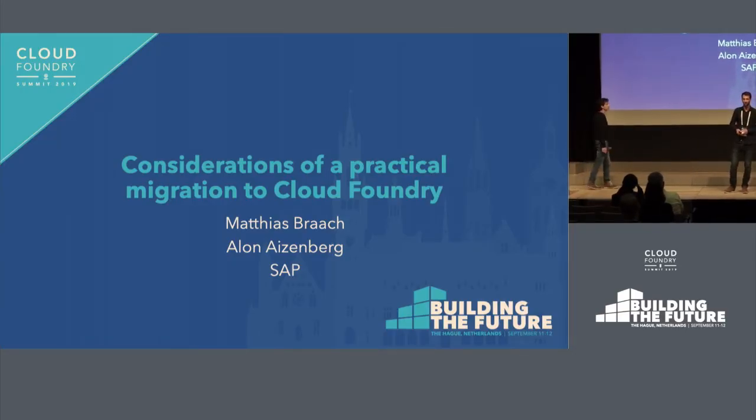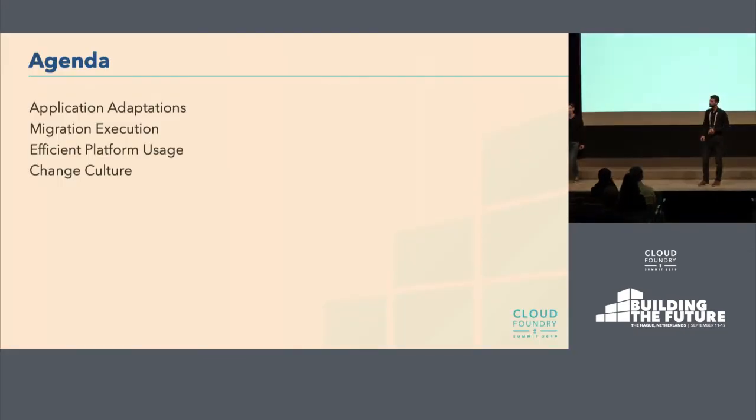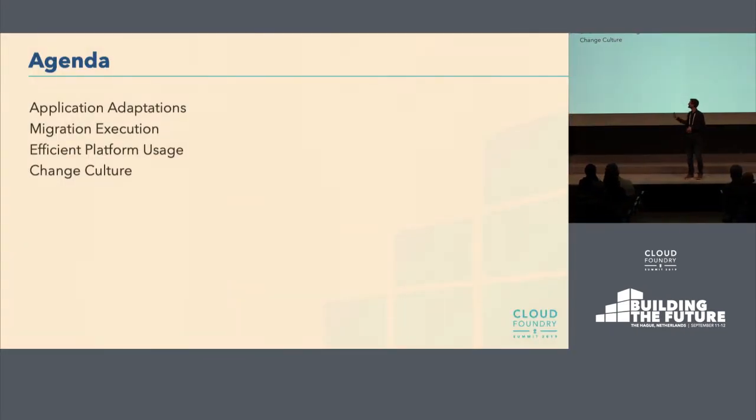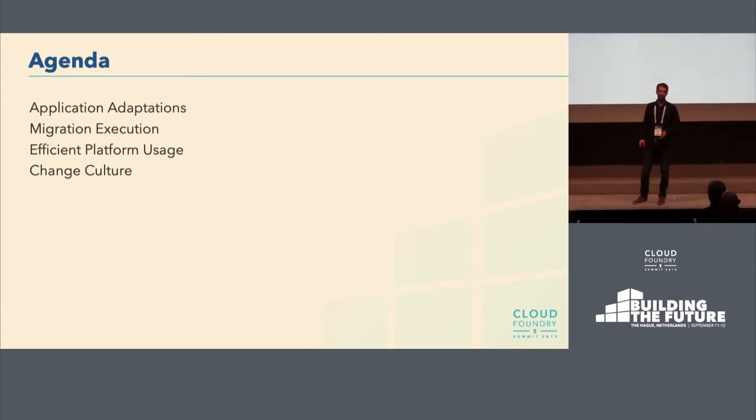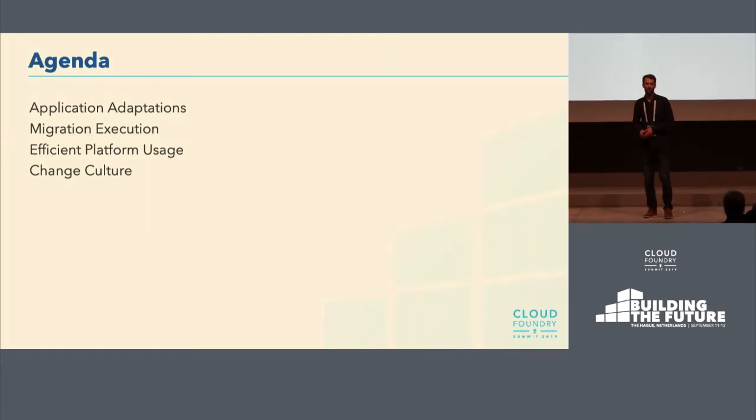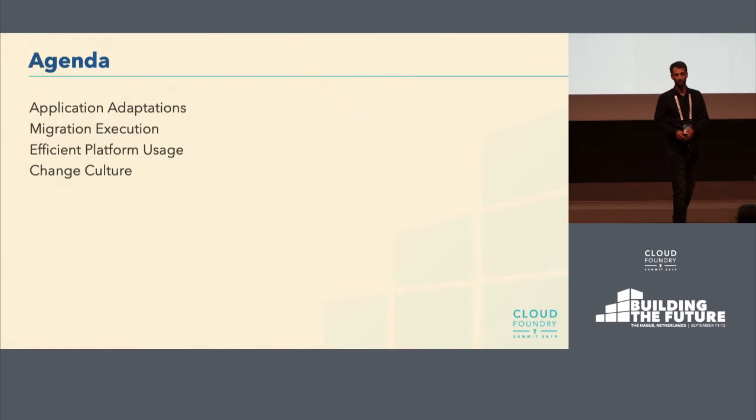We talk about different parts and have a look at the agenda today. We will start off with application adaptation: what we recommend to do to make your application ready for Cloud Foundry, and also talk about resisting temptations, so not to do everything at first. We'll come to that later. The second part is the actual migration execution, so how you can achieve a quick and successful migration. After that, we will have a look at how you can efficiently use the platform in the end, and see what services there are and what you should start doing at first.